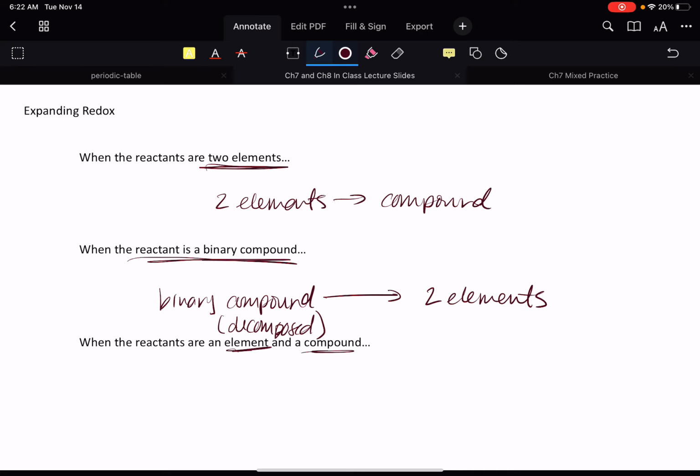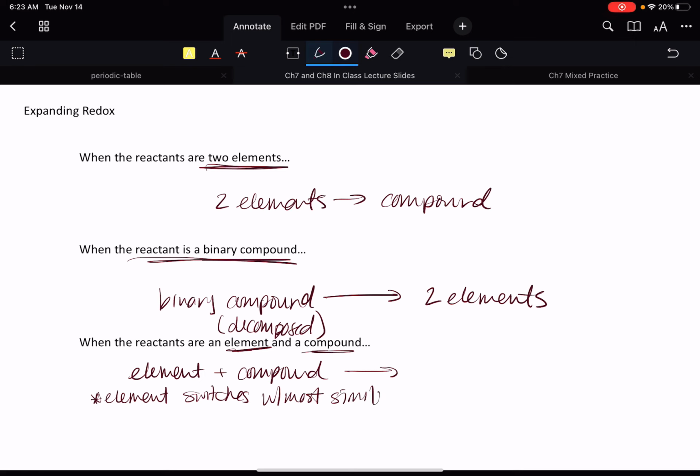And then finally, we could have an element and a compound. So if I had an element plus a compound, then the element switches with the most similar part of the compound to form a new element and a new compound.